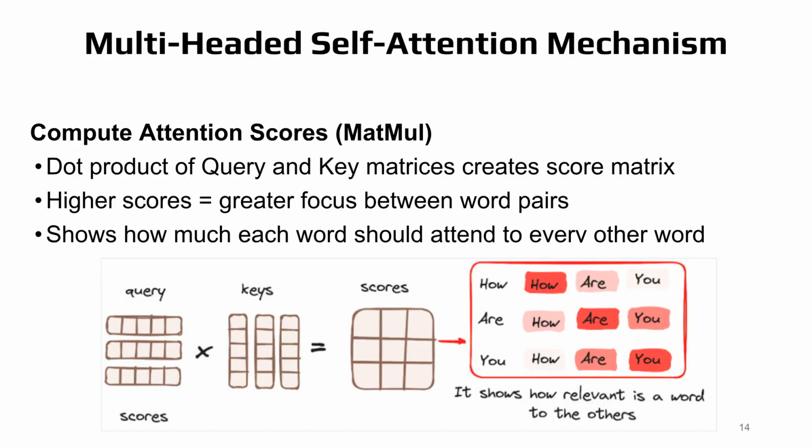Let's walk through the attention computation, step by step. First, we compute attention scores by taking the dot product of query and key matrices. This creates a score matrix, showing how much each word should attend to every other word. Higher scores mean stronger attention. If the query for "it" has a high dot product with the key for "cat", the model is learning that "it" refers to "cat". This is the fundamental operation that allows transformers to capture relationships across the entire sequence.